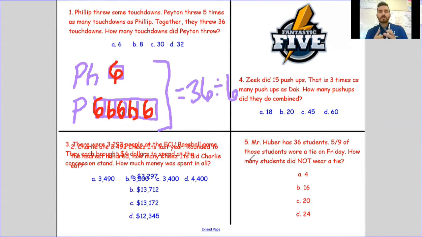And here is where you've got to put your star. Look at what the question is asking. It says, how many touchdowns did Peyton throw? I'm going to put a star next to Peyton. That's who I care about. I'm sure Philip's a great guy. For this question, we don't care about Philip.